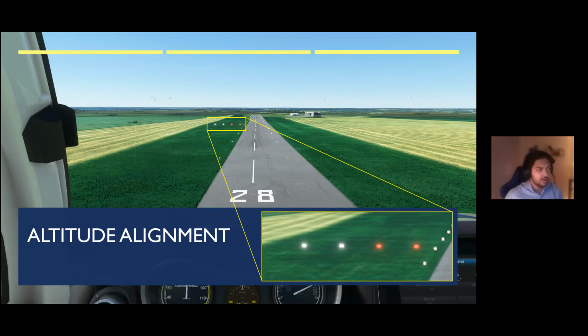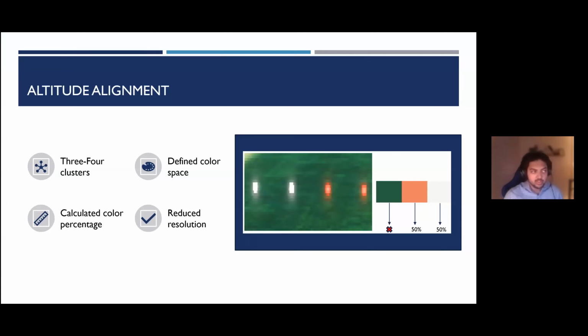The lights you see are white and red. There are 4 of them total, and this corresponds to how high or low you are and if you're on the right path or not. So the more white lights you see or the more red lights you see, say if you're too high or too low, having 2 of each means you're on the right path. So what can we do with these lights?